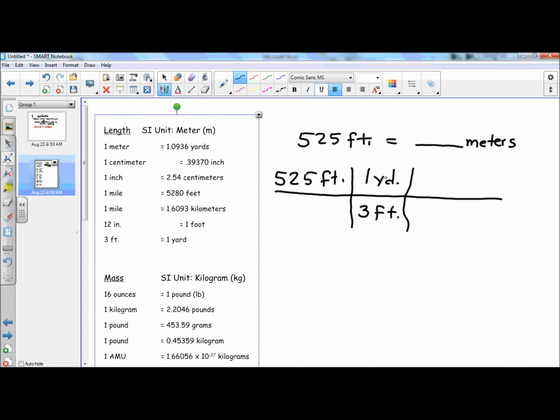So now we need to cancel the yard by placing something down here with yards. So we're going to put the 1.0936 yards in the bottom, and that means the 1 meter must go on top. So we'll cancel our units. And now we're ready to do the math.